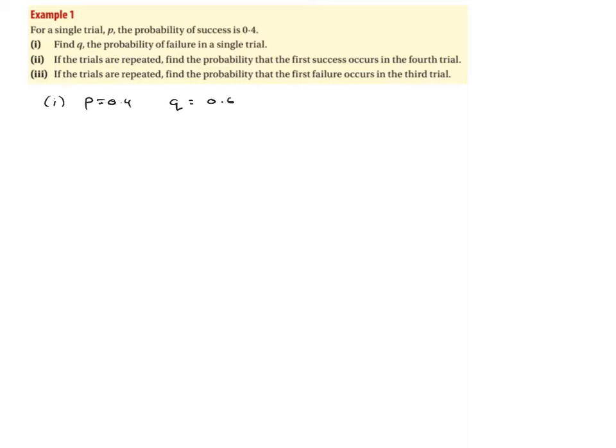So the probability of that happening is q cubed multiplied by p, which is equal to 0.6 cubed multiplied by 0.4, and that's equal to 0.0864.